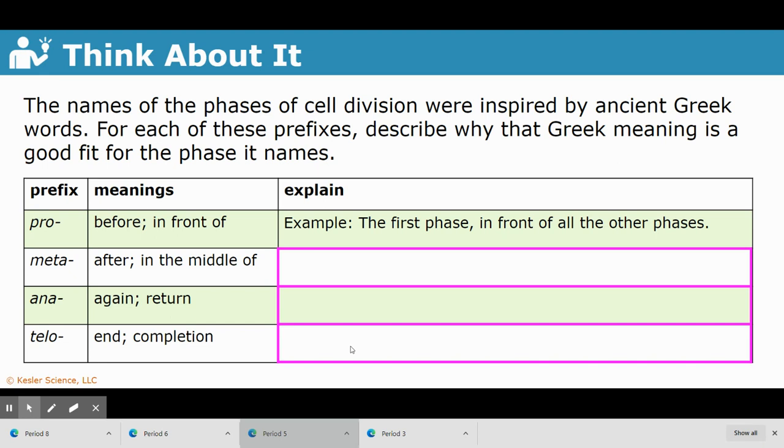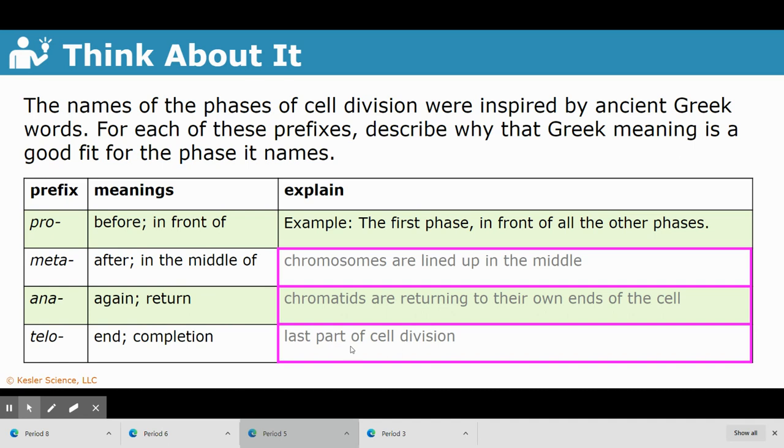other phases. And then we have metaphase, and the prefix meta means after or in the middle of. And you have to figure out why that is a good name. Why metaphase makes sense. And then anaphase and telophase. So please pause the video and write down what you think.